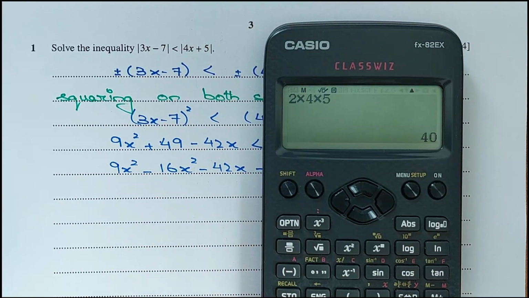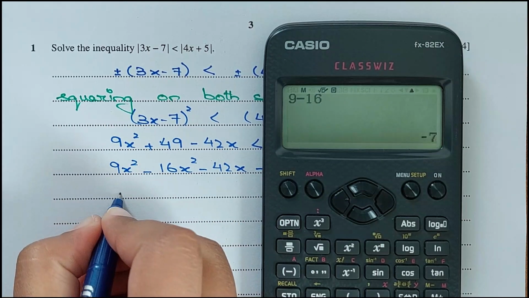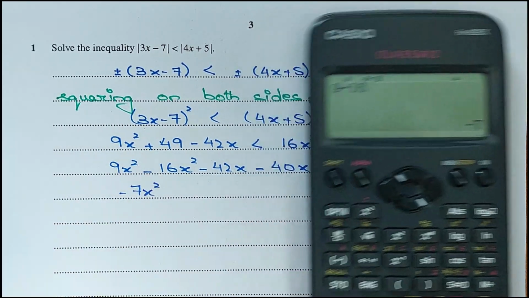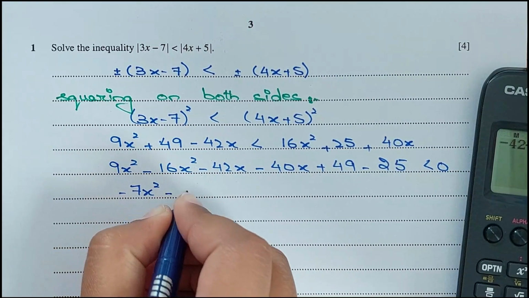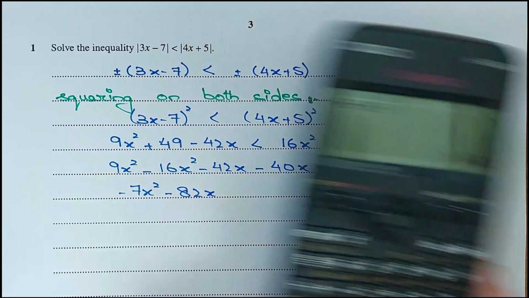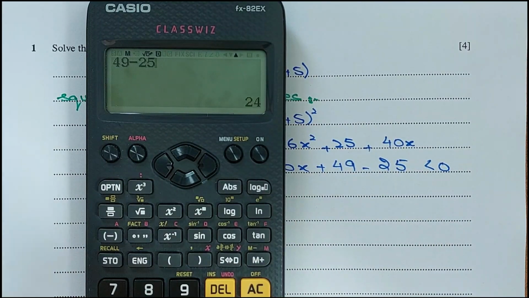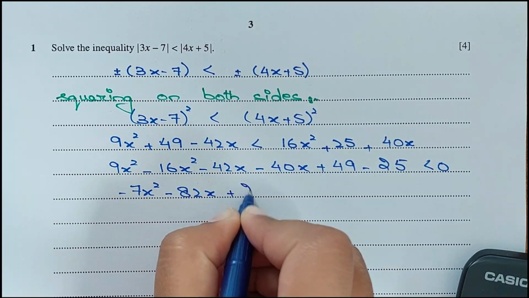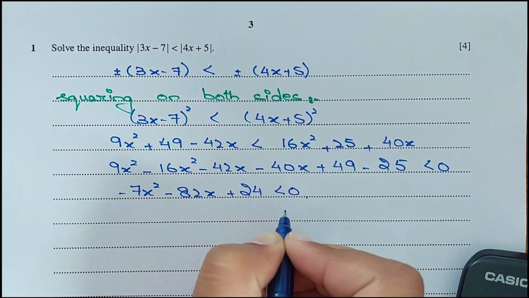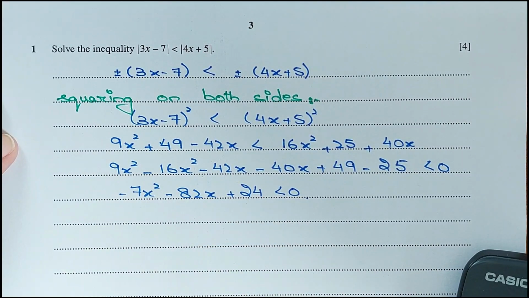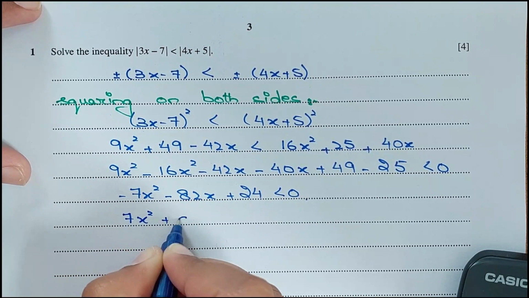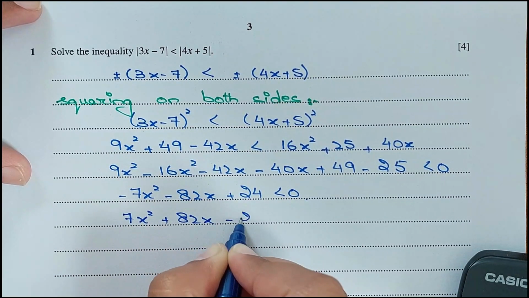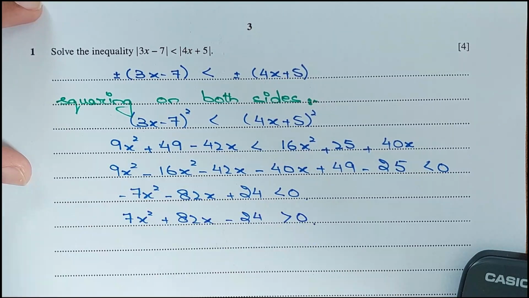Okay, 9 minus 16 is minus 7x², and minus 42 minus 40 is minus 82x, and 49 minus 25 is 24, so plus 24 is less than 0, right? Now let me take the negative sign common, so we have to reverse the inequality: 7x² + 82x - 24 > 0.